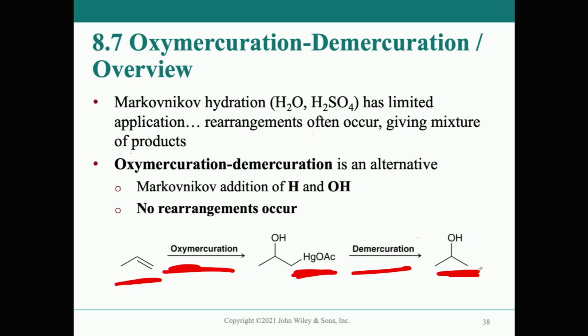Why is it that oxymercuration-demercuration is a good alternative for Markovnikov addition of H and OH? It's because we don't get any rearrangements, and this is why. I'll show you. I'm sure the next slide shows you why. Let me bring myself back.